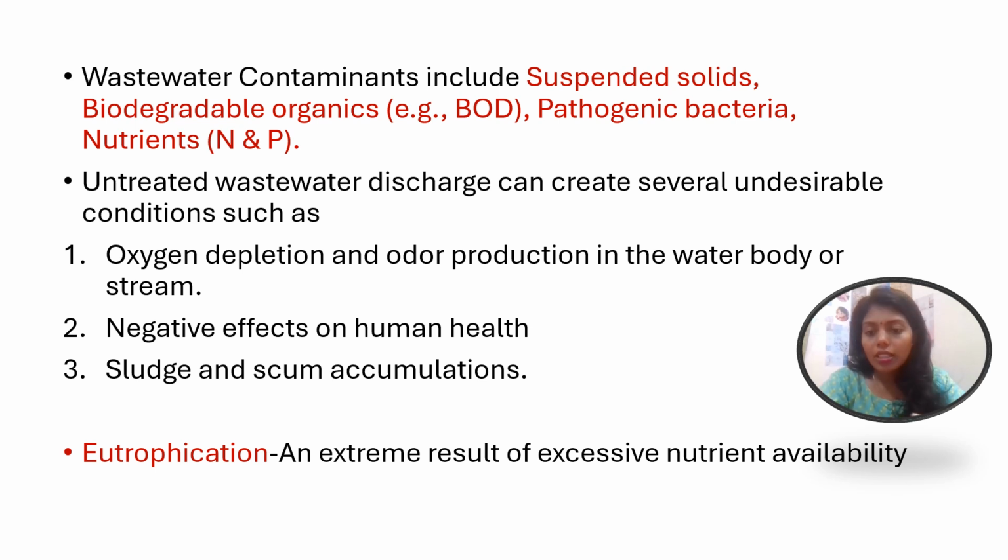When excessive nutrient is available in the water body, then it will lead to eutrophication, that is the aging of a lake. It is a condition when the water body is over-enriched with nutrients such as nitrogen and phosphorus, then it will favor the growth of algae and some planktons and other similar plants.